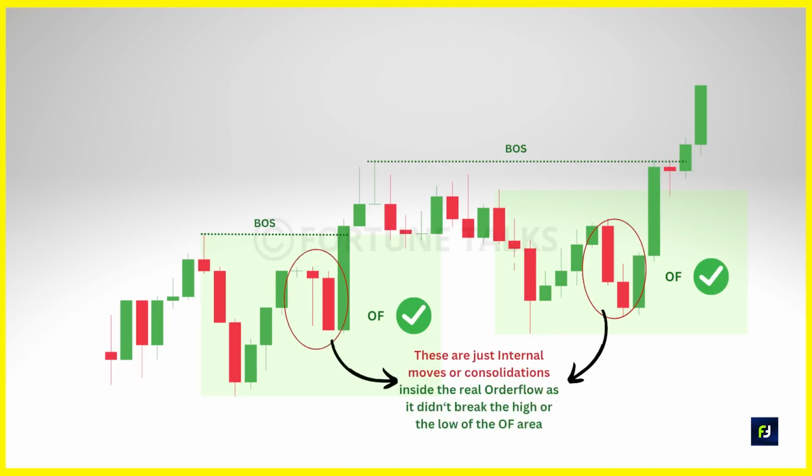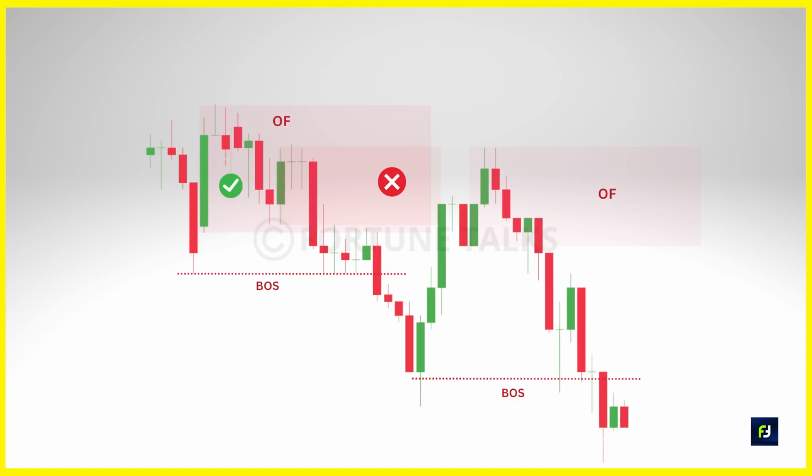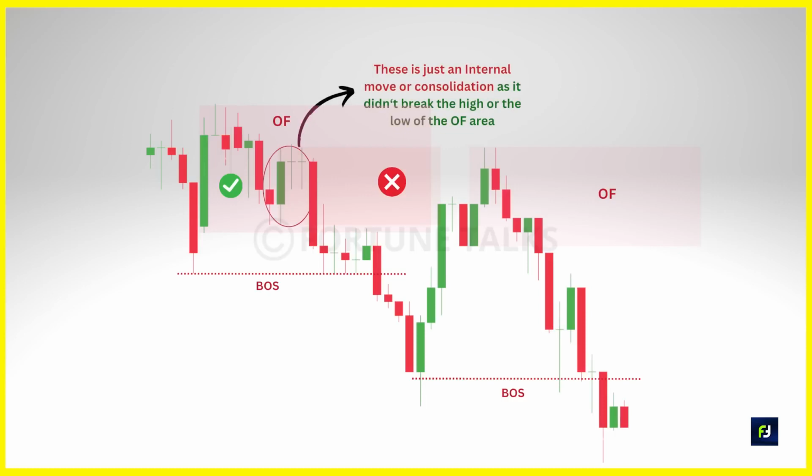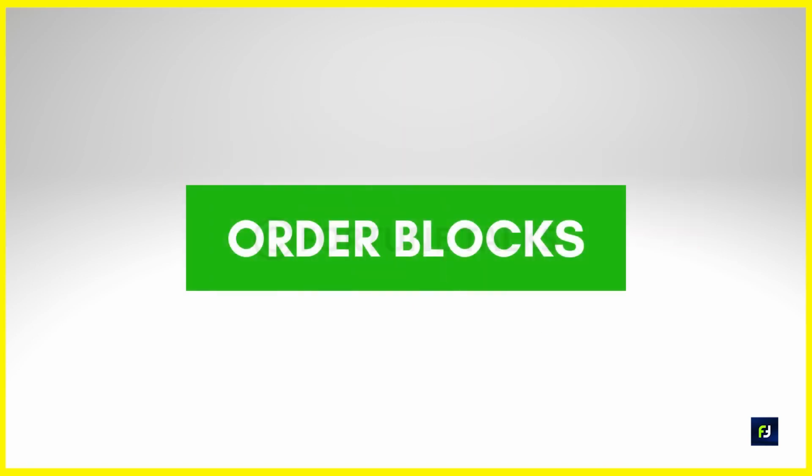The reason why I say this is because the consolidation did not take out the low of the selling move. If it would have taken out the previous low, then there is no issue with considering it as an order flow. And you can see how the price returned to test the order flow. Similarly, while marking a bearish order flow, which is the last buying move before the sell, you have to make sure if the move is just an internal move or consolidation, or is it actually taking out the high of the previous move. Now, let us shift our attention to order blocks.